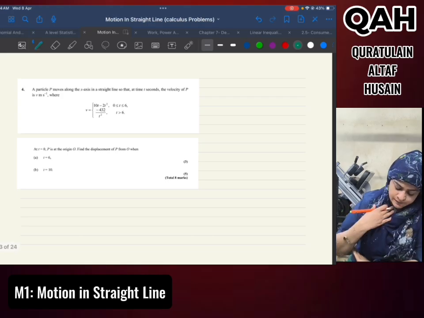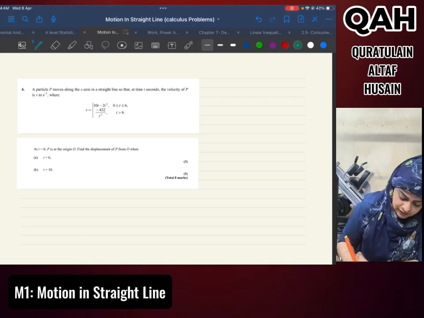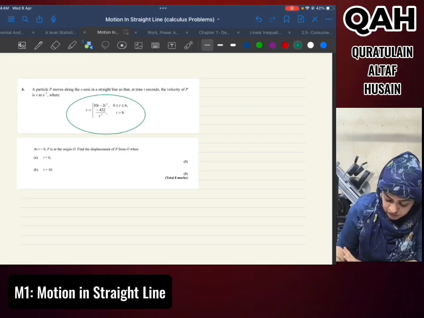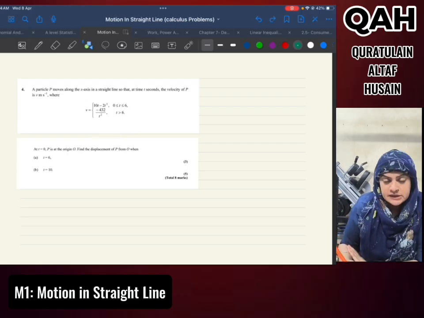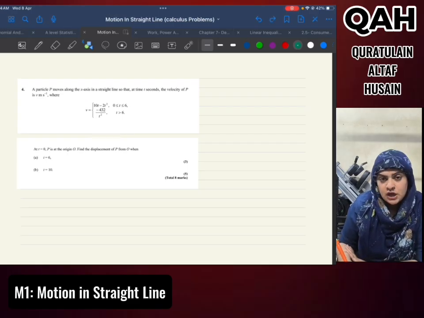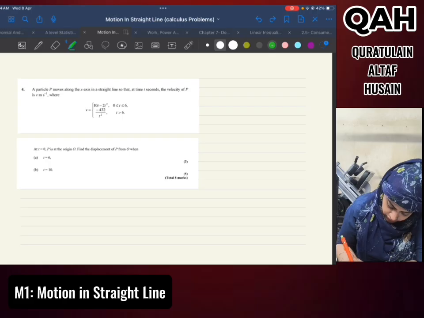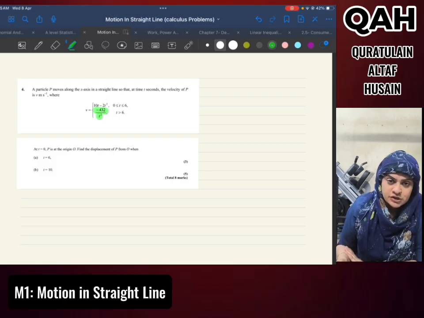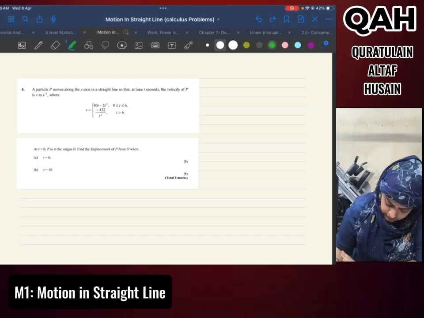Moving on. Let's look at another question, and this is a piecewise function given to us. Why is a piecewise function given to us? Because the validity of the function will change with regards to the value of t, and the condition is given here. So let's have a look. When time is from 0 to 6, this is the velocity function that we are going to consider, and when time is greater than 6, this is the velocity function that we are going to consider.